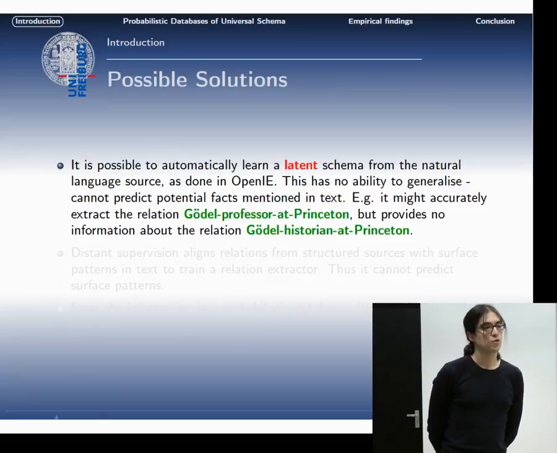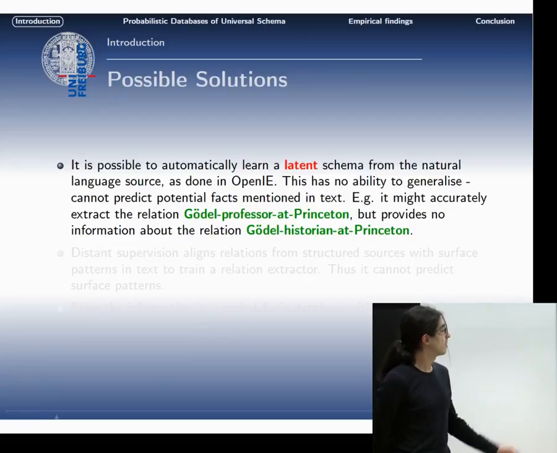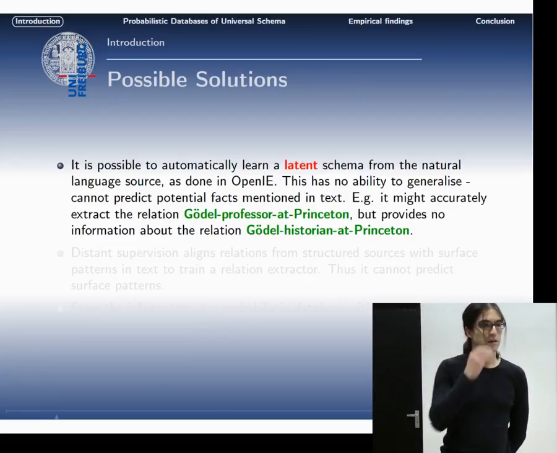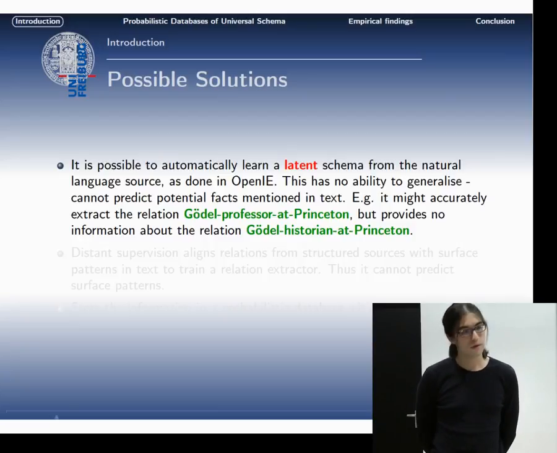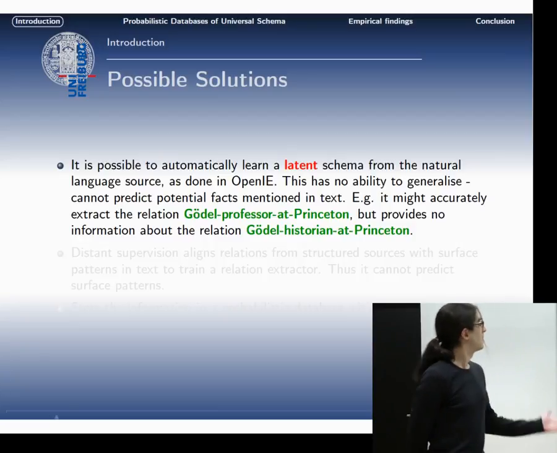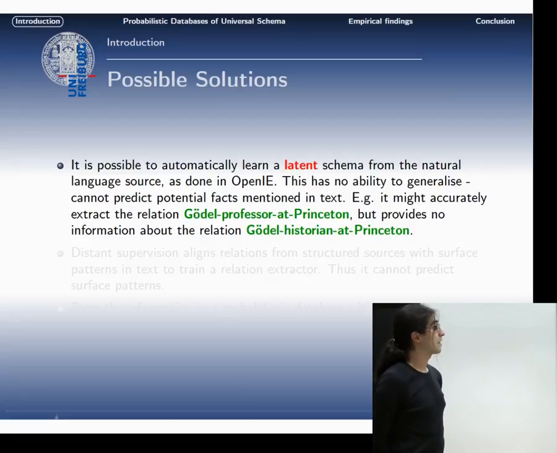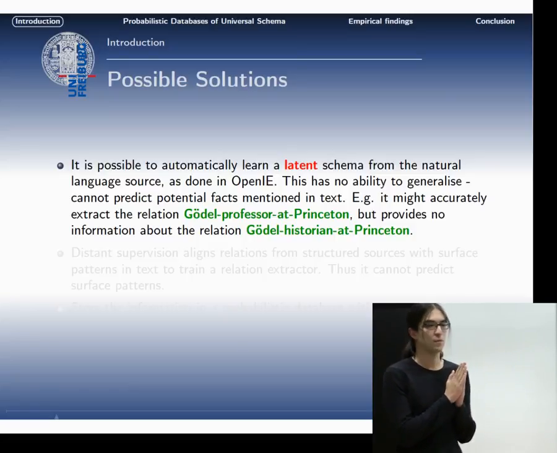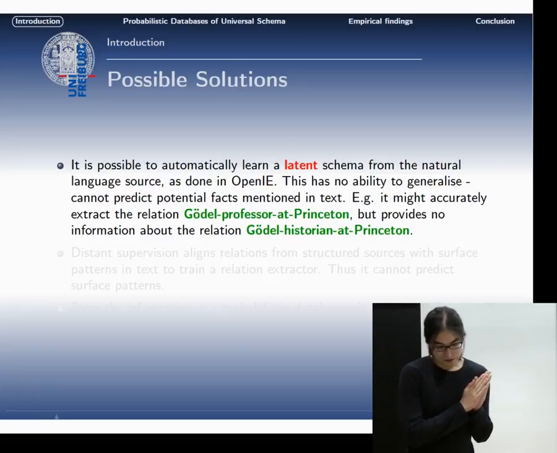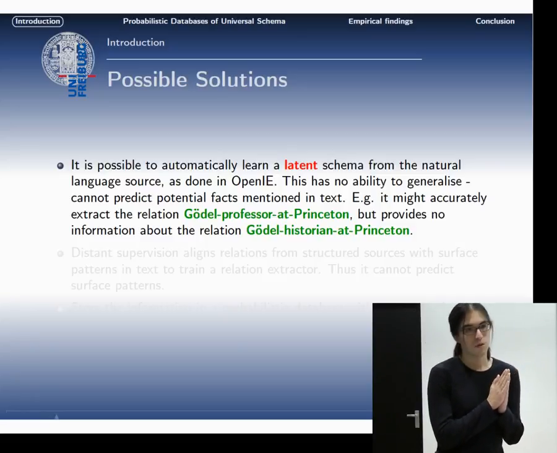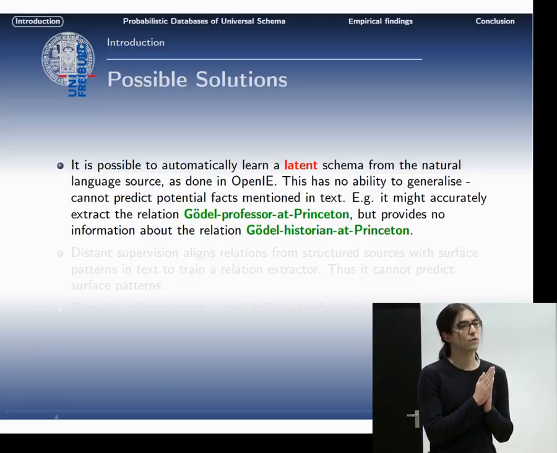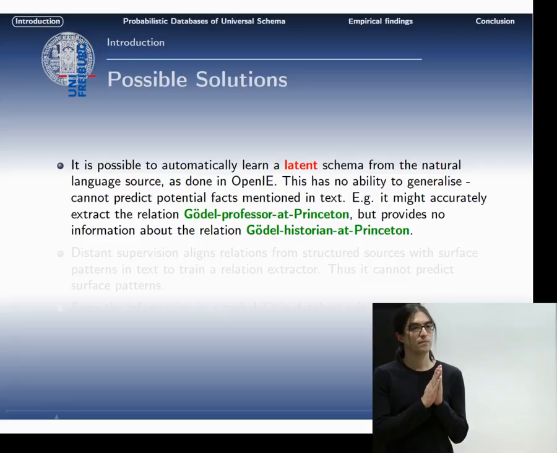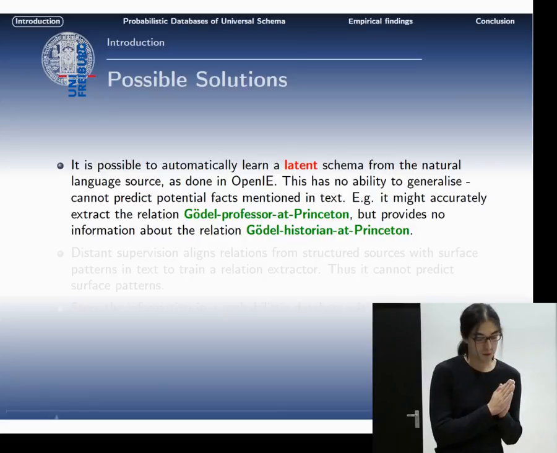And the solutions we have encountered so far are the following. First, we can try to learn a latent schema from the language source. The word latent here is highlighted because I don't know if everyone is familiar with this use of the word. Is no one familiar with this use of the word? Okay, well, this has to do with, for example, a technique called latent factor analysis, which you might know from statistics, or maybe not. Well, it's a simple idea.